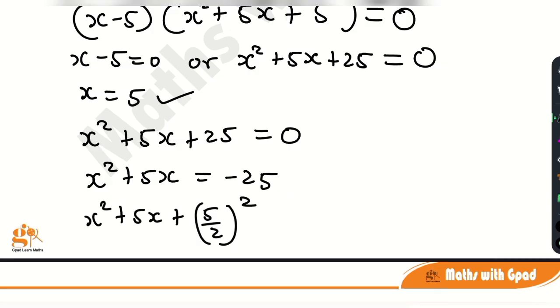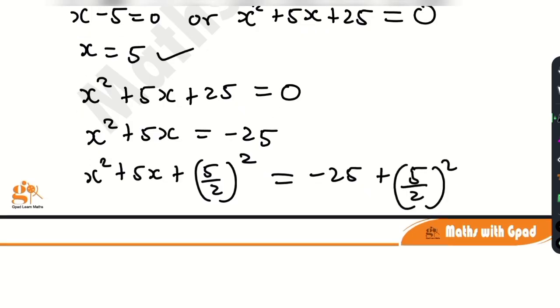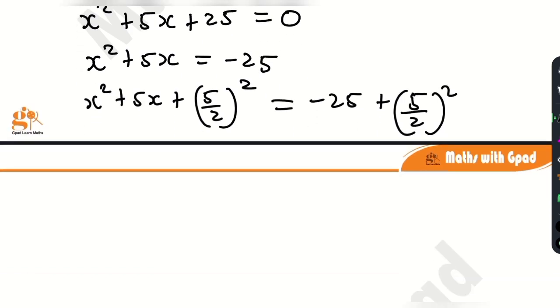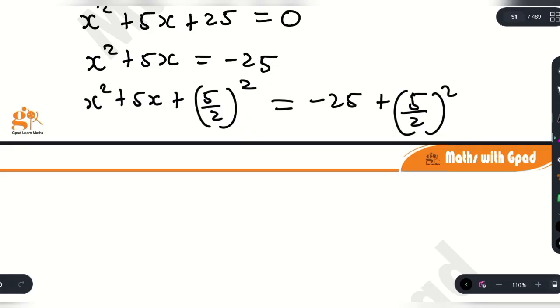Now you cannot just do it on this side of the equation, on the left-hand side, without doing it on the right-hand side. So you must also add that same constant, which is 5 over 2 squared, on the right-hand side as well. From here, it might look like it's going to be difficult to factorize, but don't worry, it's very, very easy. See, you take this first term, which is x, without the square. You take this last one, the constant term, 5 over 2.